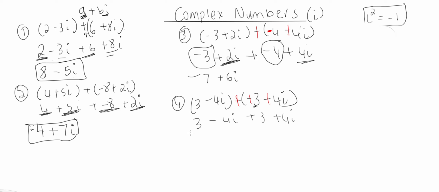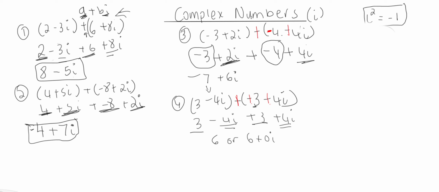So to combine my like terms, I have 3 plus 3, which is 6. Negative 4i plus 4i is 0. So I could just write 6, or I could write 6 plus 0i, especially if it tells you to put it in this form. Okay, so remember, when you're adding, you just drop it. When you're subtracting, change your subtraction to addition and change those signs. You never change the signs of these first parentheses, only the one after you're subtracting.